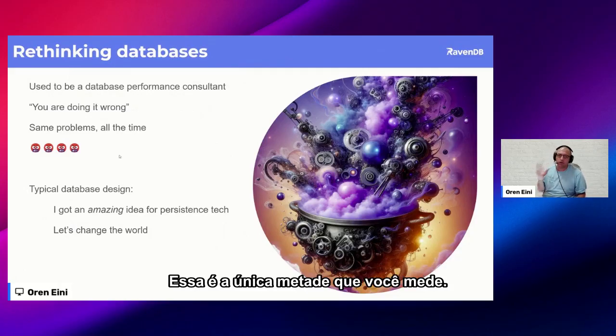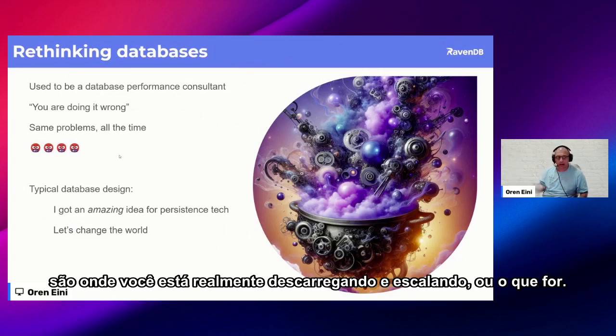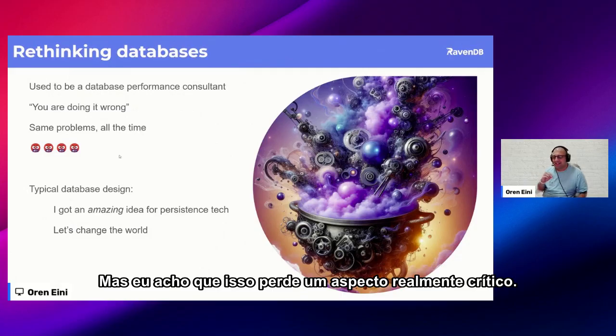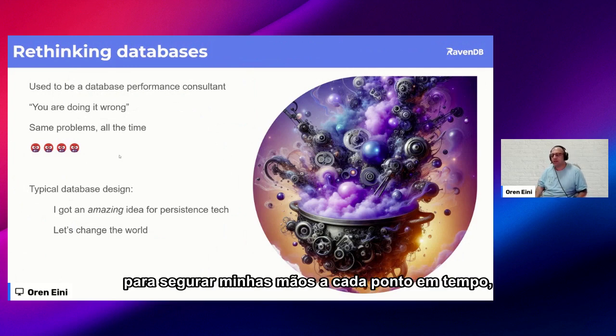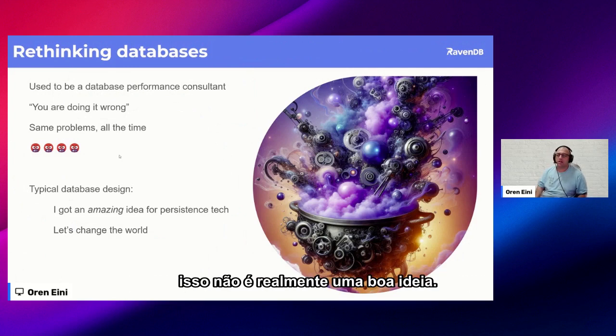That's the only metric that you measure on, because it makes for good benchmarks, because the super interesting scenarios are where you're really under load and scaling or whatever. But I think that this misses a really critical aspect. If I can go really fast, but I need a team of experts to hold my hands at every single point in time, that's not really a good idea.